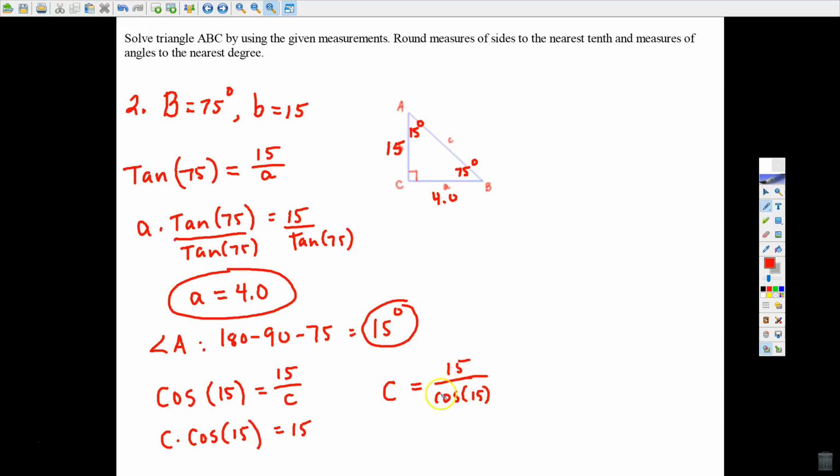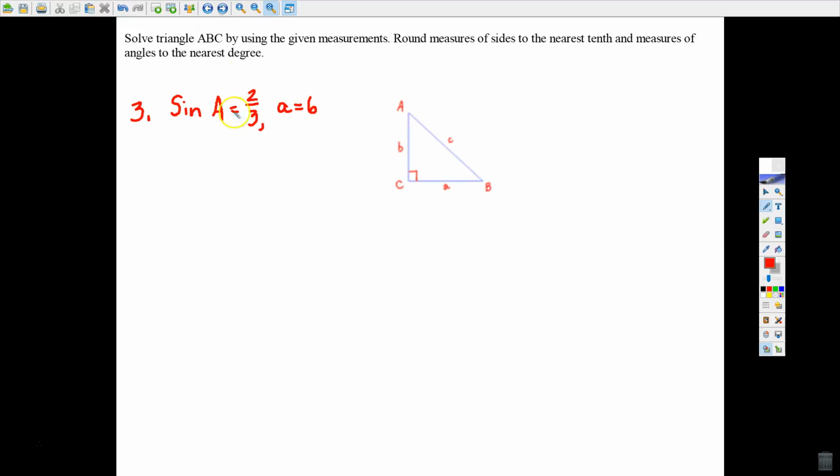And this is what I'm going to put into my calculator. So 15 divided by cosine 15. And that's 15.52. And to the nearest tenth, we'll say 15.5. And that is side C. Okay, and those are our answers for number 2.